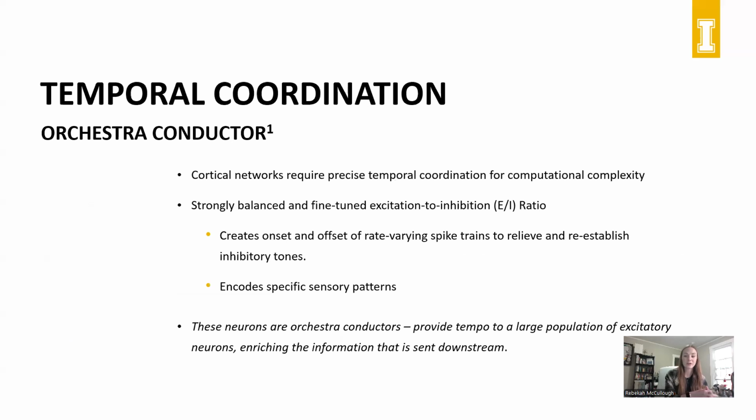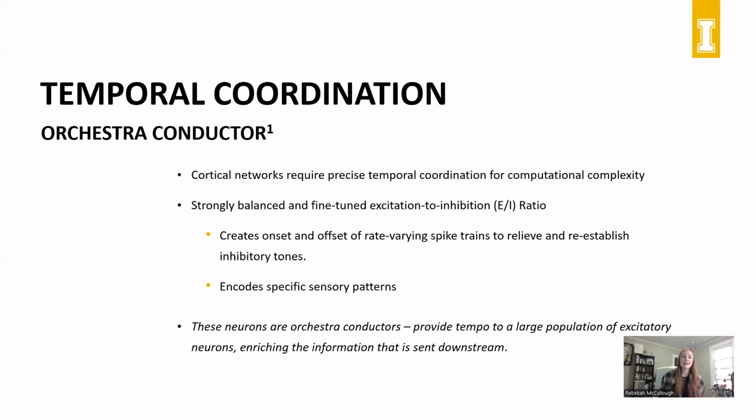So then that brings us forward to temporal coordination. And you can almost think of this as an orchestra conductor. So there are cortical networks that do require very precise temporal coordination in order to reach computational complexity. So you'll have excitation and inhibition that are both being balanced and fine-tuned.